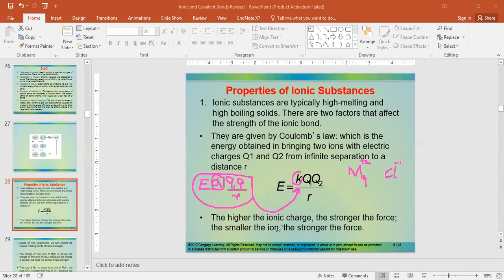The smaller the ion, the stronger the force. Why is that? When the ion is small, the charge density is going to be high. And I'm going to be explaining that.